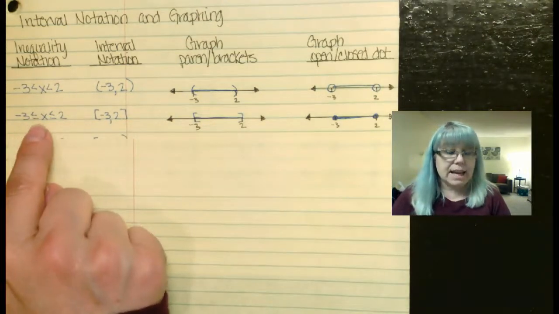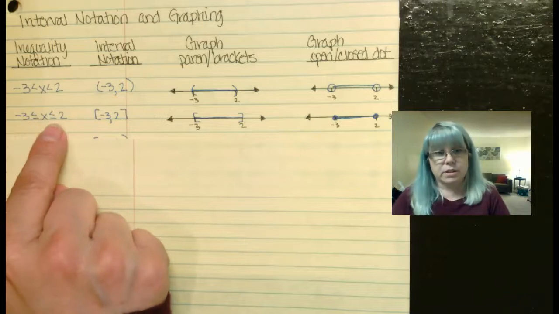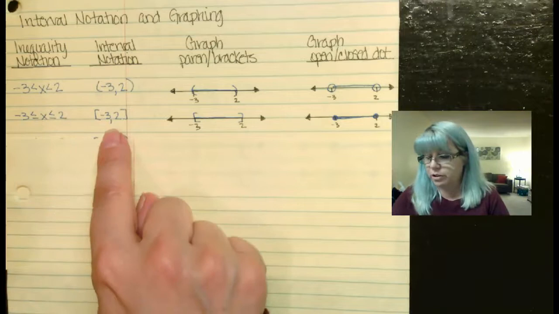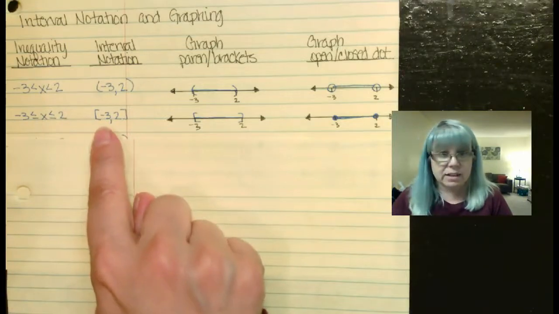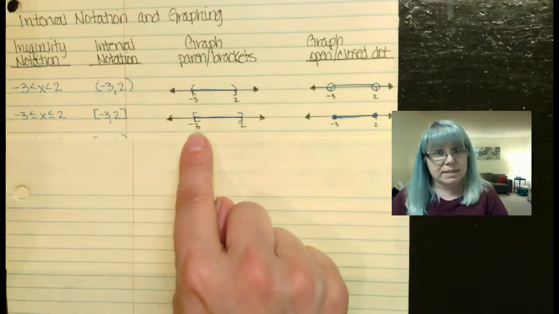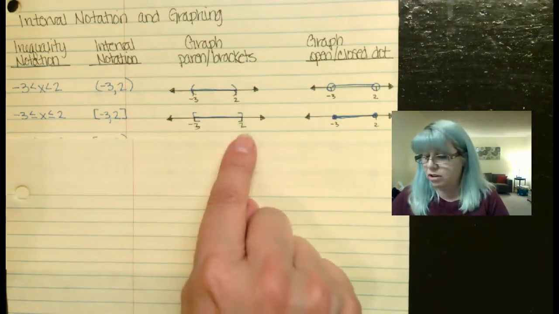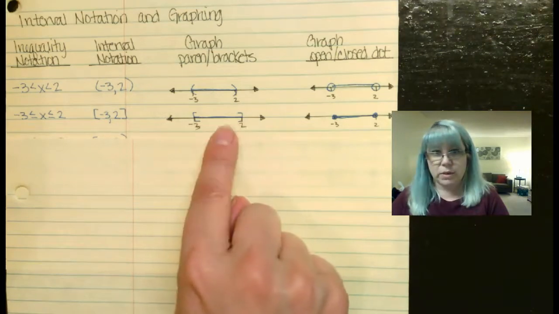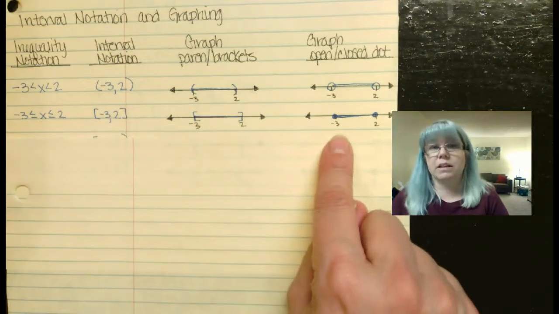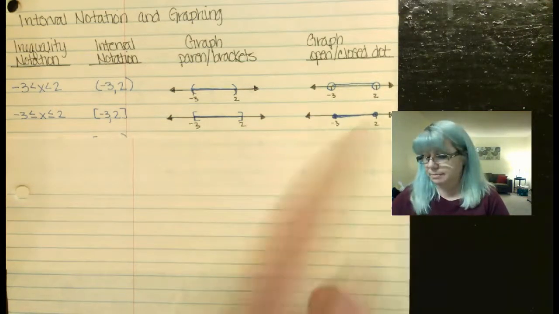-3 is less than or equal to x, is less than or equal to 2. This time they both have equality, so it's going to be brackets for our interval notation. Bracket -3, 2, bracket. In our graph, we would use brackets instead of parentheses. Bracket on the -3, bracket on the 2, everything in between. If this was dot notation, it would be a closed dot on -3, a closed dot on 2, and everything in between.